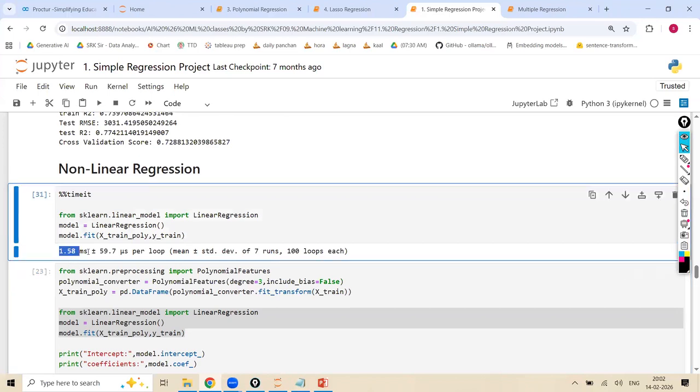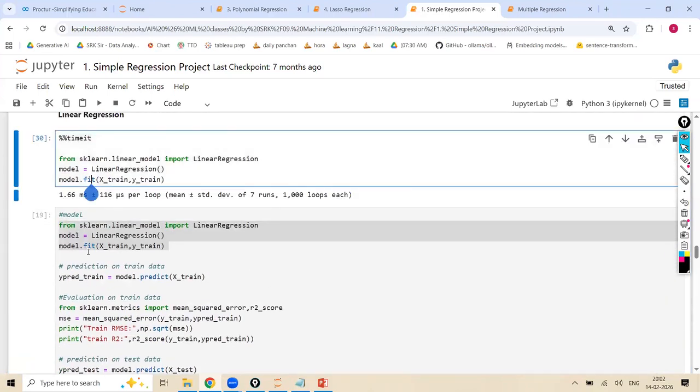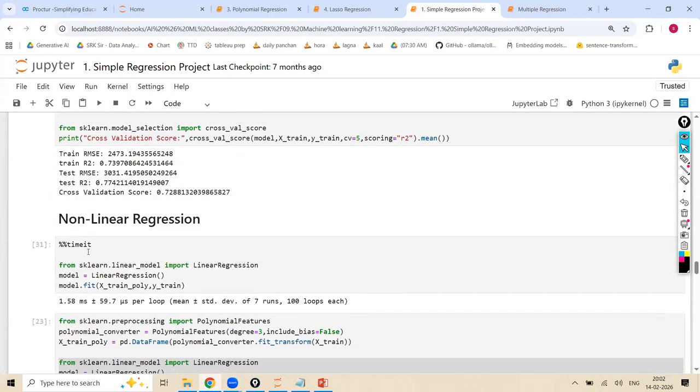Now, what is the time for this one? 1.58. And for this one, what is the time? 1.66. Now, which one has taken less time for you, miss? That one you have to choose. Surely both will not be the same. Both of them will not be the same. That is for sure.